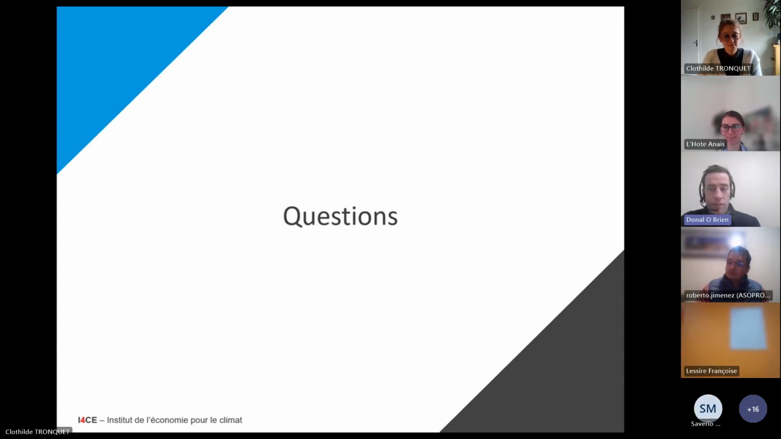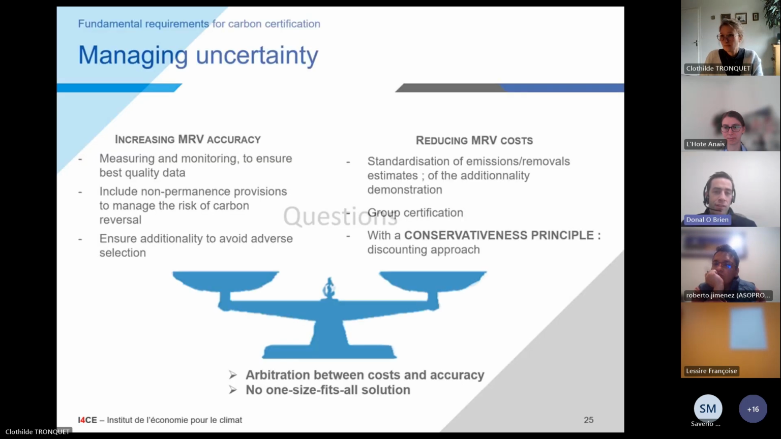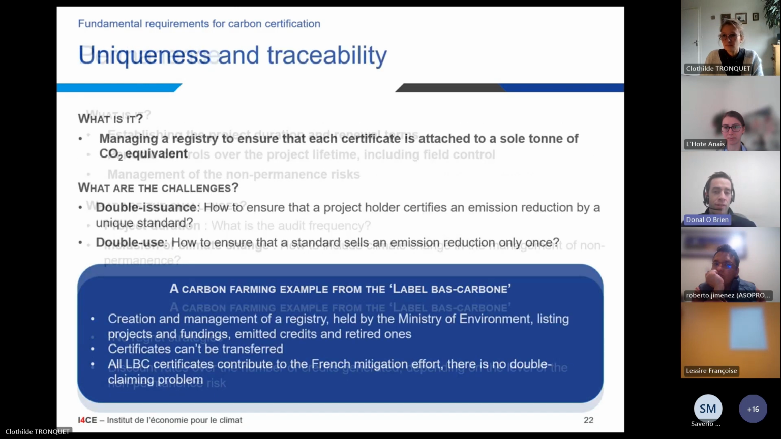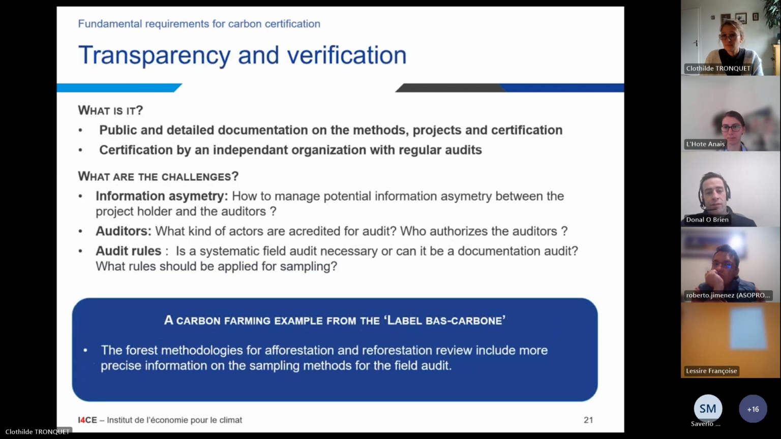Yep, thanks. A question there on the slide on the measurement and monitoring of emissions and removals. You mentioned the quantification of emission reductions and avoided emissions. What is the difference between the two of those, and are they valued the same?